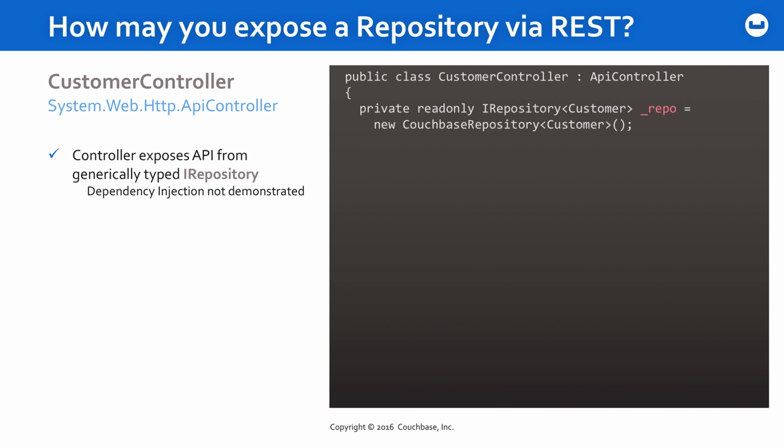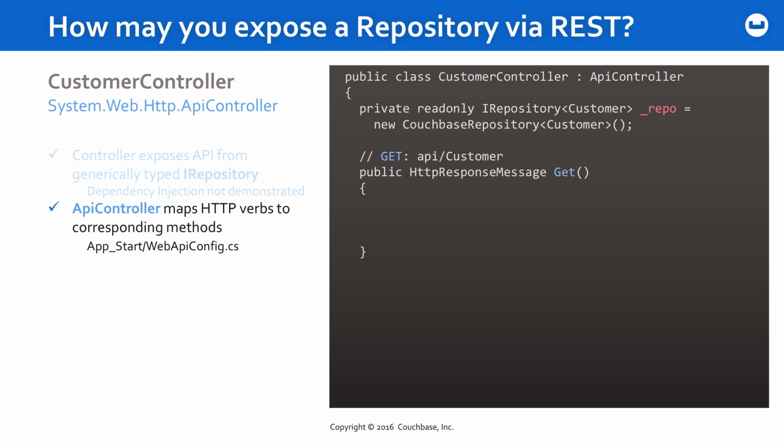Now here we're getting into behavior that goes beyond the scope of Couchbase. This is Microsoft's API controller from the Web API 2 framework for ASP.NET. Here, we're exposing the functionality of our repository within the controller by getting a local reference. Again, we're not demonstrating dependency injection here, although you might well implement it in your own application for this.